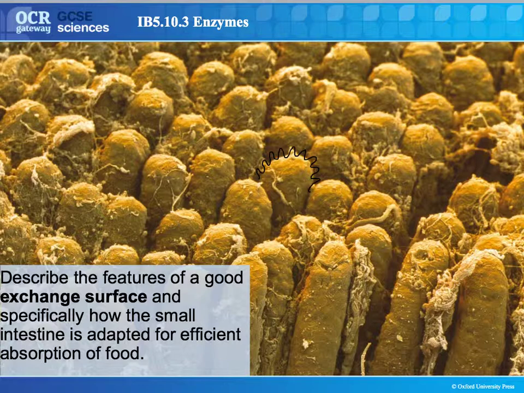And the last adaptation that the small intestine has is that it has a really good blood supply. There's no point having such a large surface area for maximum absorption of nutrients if you're not going to have a good blood supply. So this will really help with getting as much as possible out of the digested food.